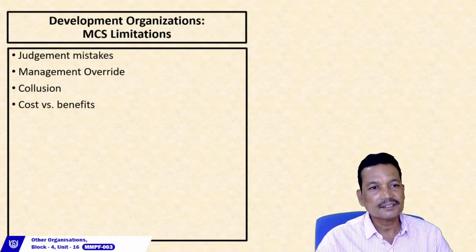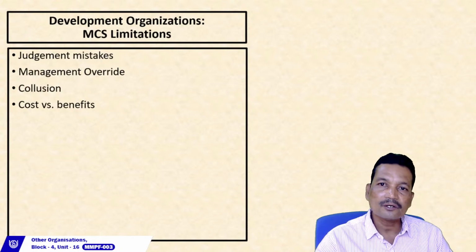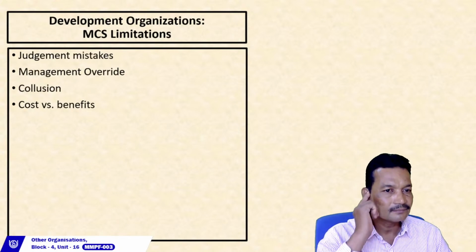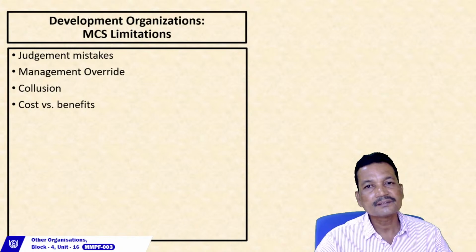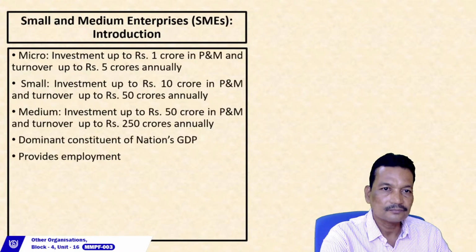Now, some of the limitations are the judgmental mistakes. Maybe the management of the developmental organization will try to override the actions of the lower level management. There may be collusion of interest. Similarly, the cost versus benefits. Even though we say that it is not for profits, the benefits in non-monetary terms should be higher than the costs.